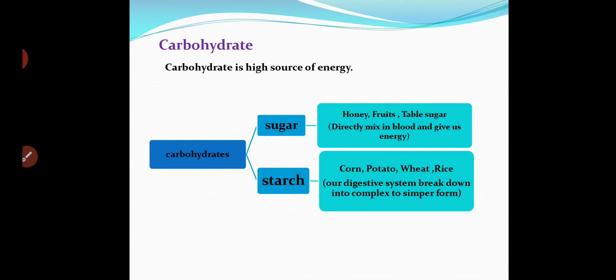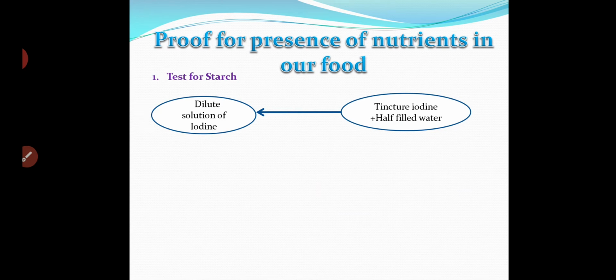And now we are going to test for starch, whether that particular food item contains starch or not, that we are going to check. For that we need some materials. What do we need? We need tincture iodine and water. We will take 2 to 3 drops of tincture iodine solution and add it to 10 ml of water.